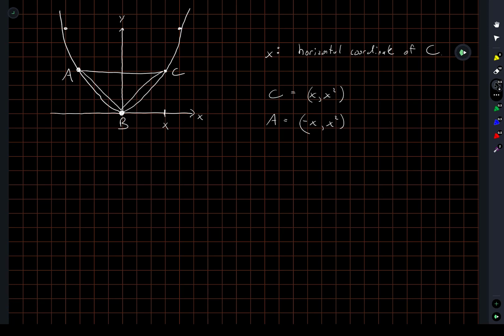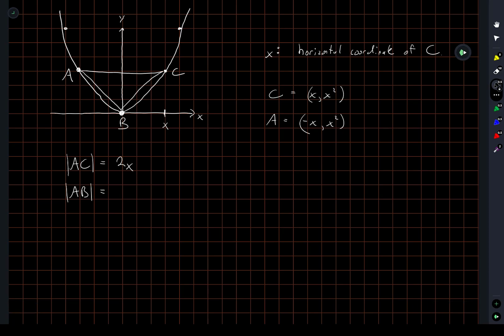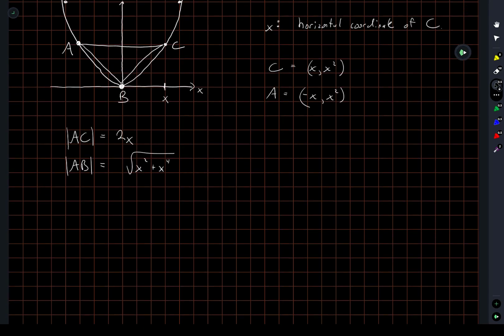Now, by construction, the length of AB and the length of BC are going to be the same. So the only thing we're really concerned with is making sure that the length AC is the same as the length AB. Okay? So the length AC, well, this is clearly just 2x. And the length AB, this is going to be x squared plus x to the 4 under a square root, right? And what we want is to choose x so that AC is equal to AB.